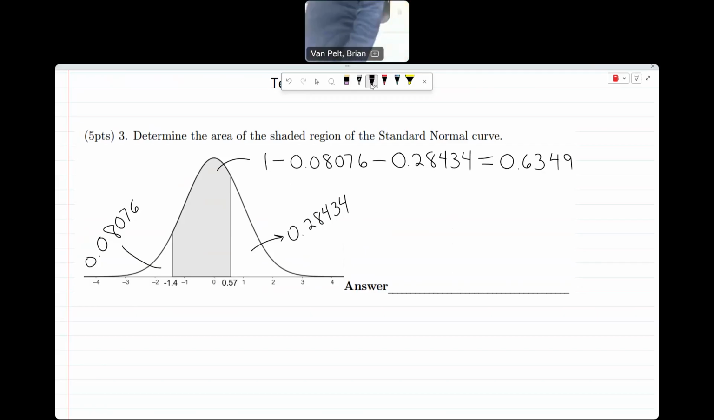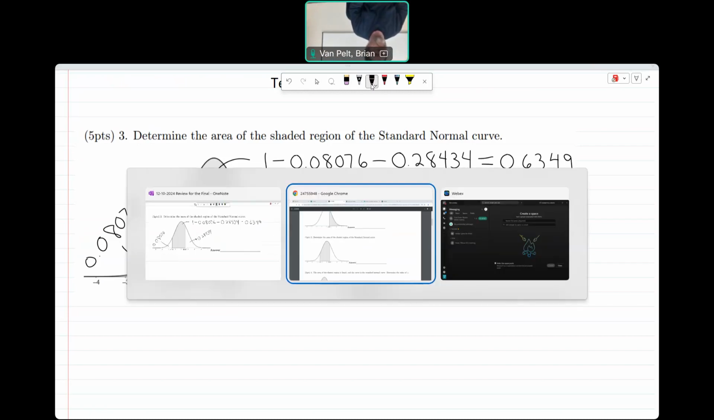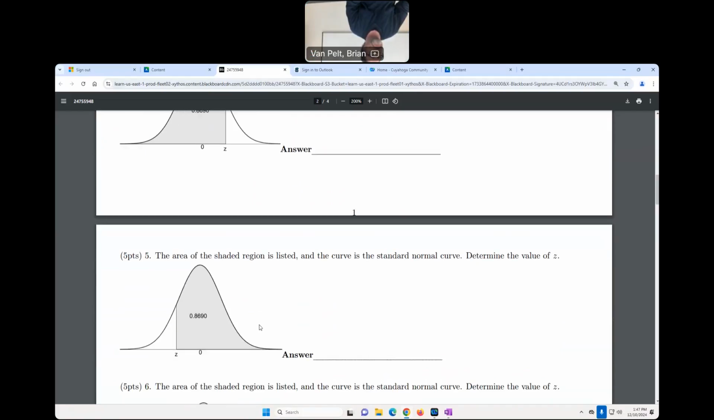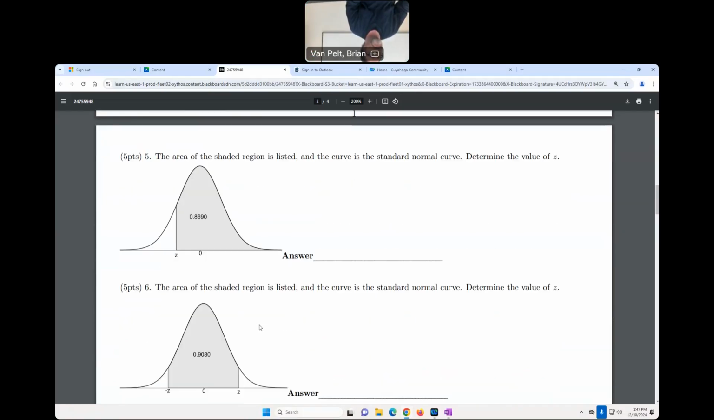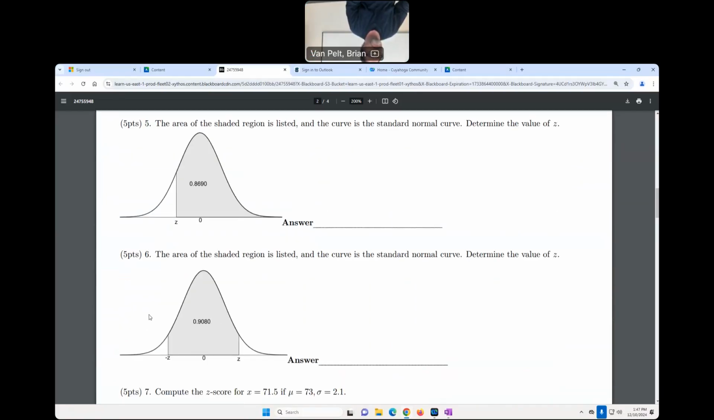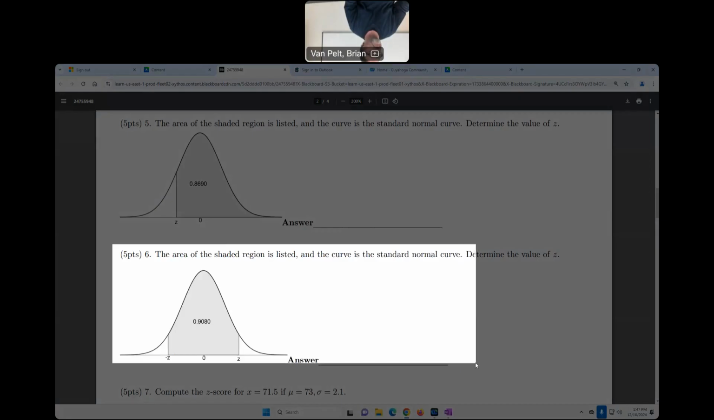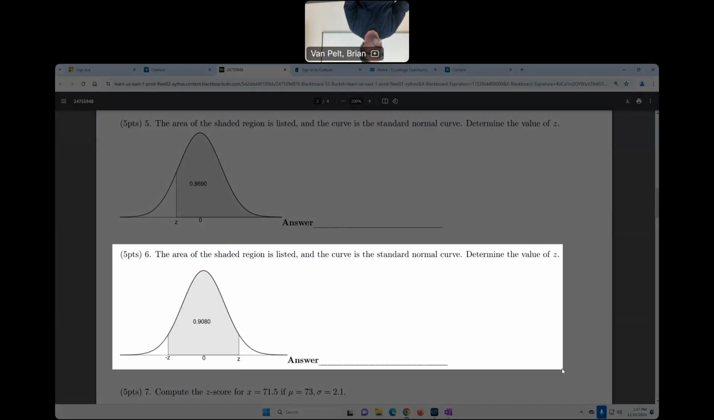Questions? So you'll have a couple of those to work, of course. The other one is where you go backwards on the table. You get the area in front of you, and then you got to go back and find the Z value. Let's do this one. This guy has all the problems in one shot.